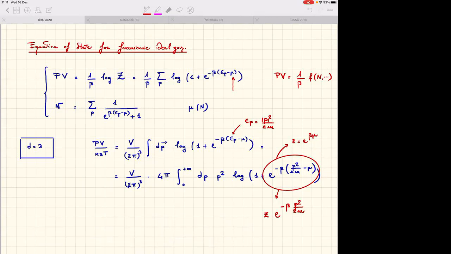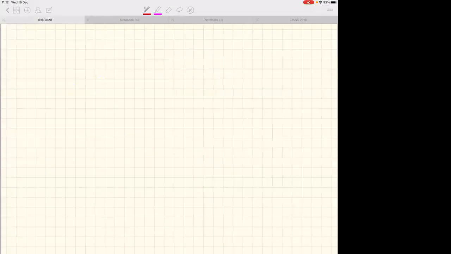Professor, actually, I'm a little bit confused on how you approach the PV equation as an integral. Before, you have a sum over p, right? So how do you approach it as an integral? What assumptions do you make? Okay, you're asking what allows me to transform the sum into an integral.